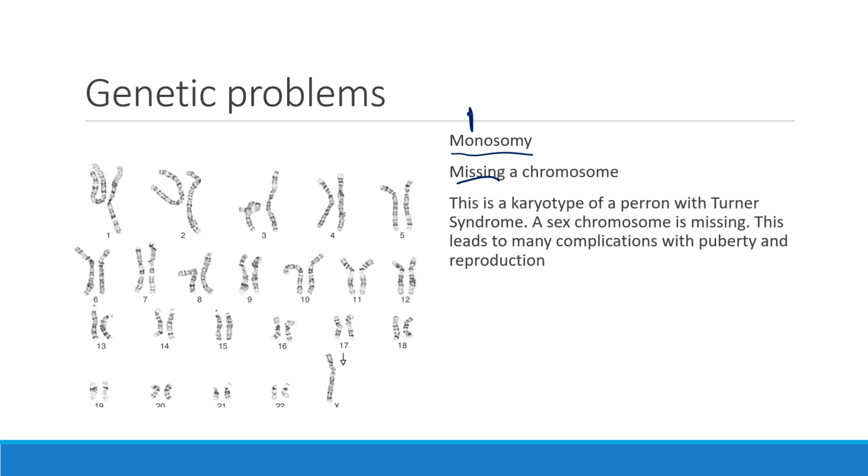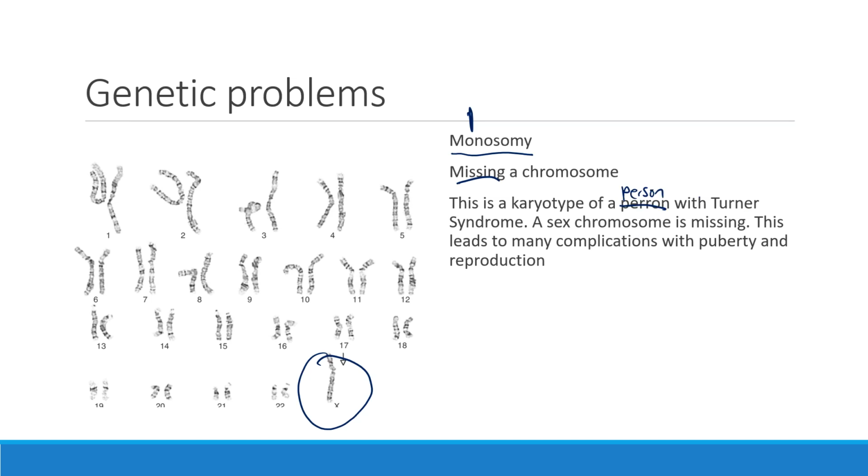We've got 2 in number 1, 2 in number 2, and this is a karyotype here. But if we look here down at pair number 23, we can see that we're missing one. We're missing a Y chromosome. We've got one X, but we haven't got a Y. This is a karyotype of a person with Turner syndrome. A sex chromosome is missing, leading to many complications of puberty and reproduction.